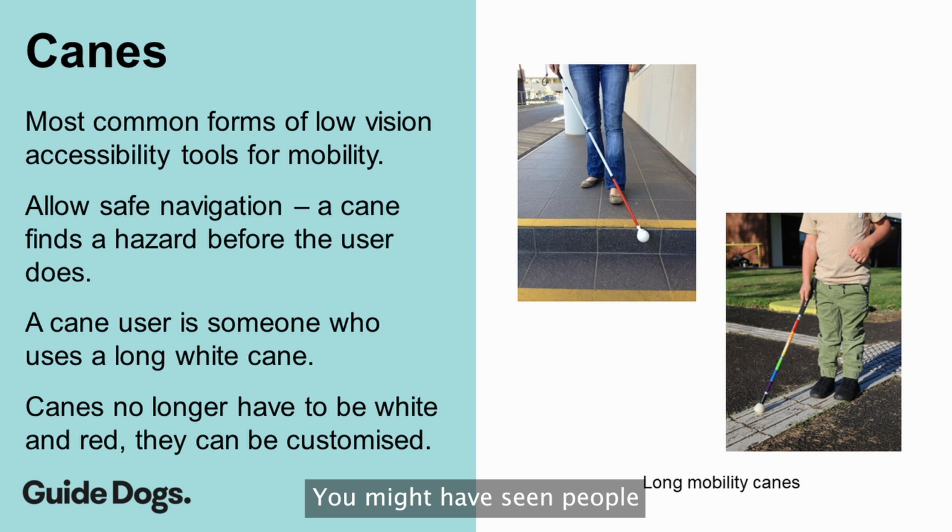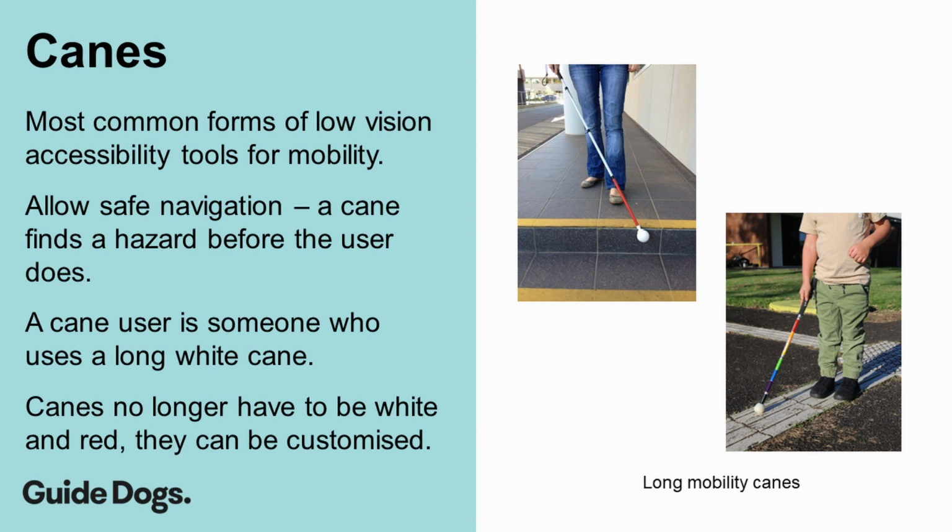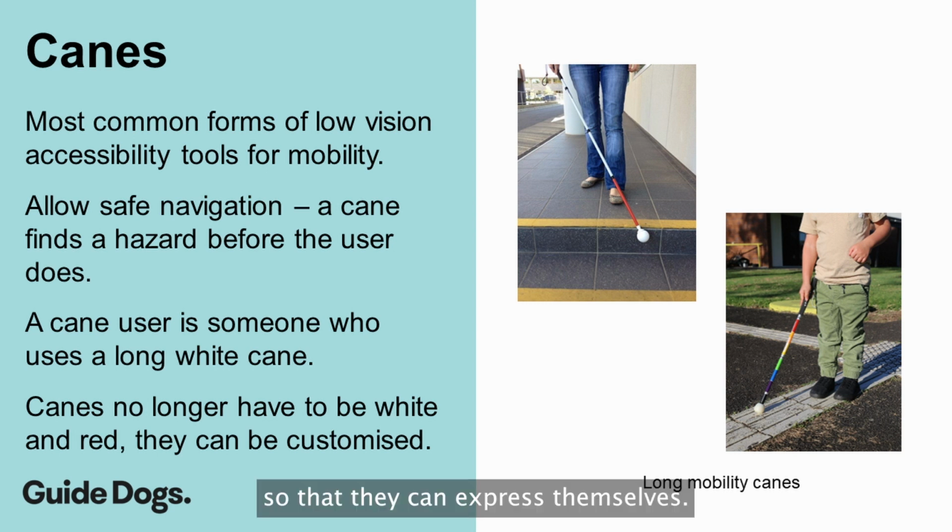You might have seen people using canes when you've been out and about in the shopping centre or on the street. Canes no longer have to be white. The white and red cane is an internationally recognised symbol. Cane users can get customised canes so that they can express themselves. These days it's common to see canes in all types of colours, including rainbow canes.